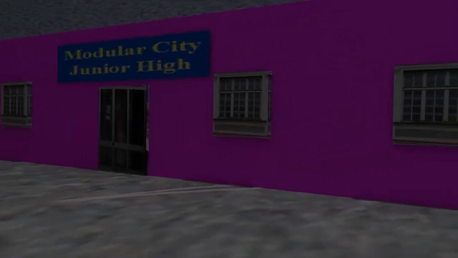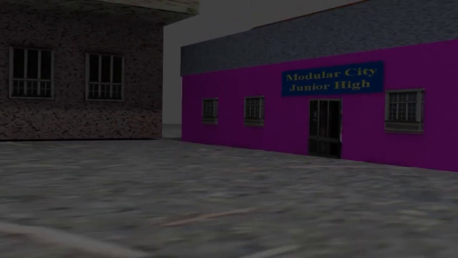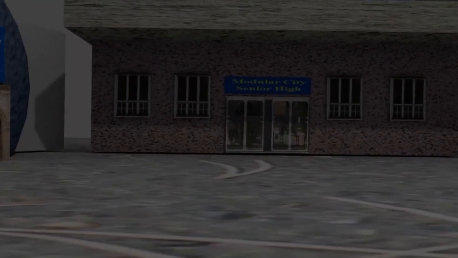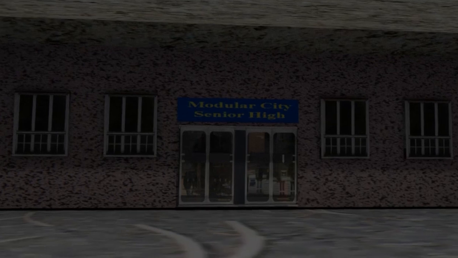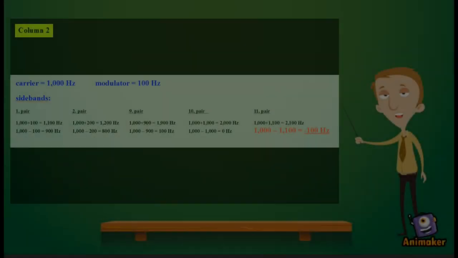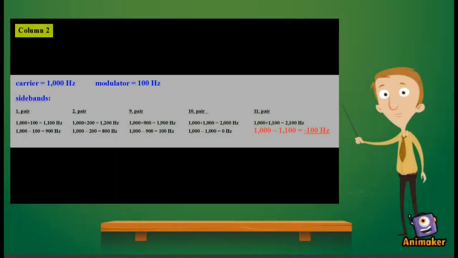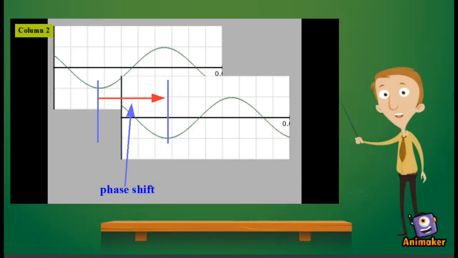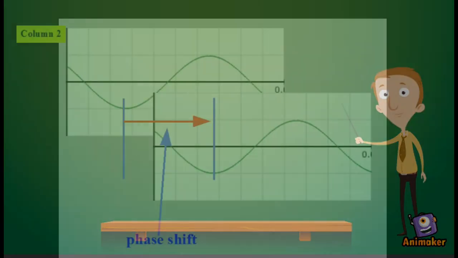Next to the junior high school, there is our senior high school, where you are shown a bit deeper into the matter of modular sound design and music making using modular systems. Negative frequency sounds like nonsense, doesn't it? Well, a negative frequency is a frequency with a phase shift of 180 degrees. With the sine wave, it looks like that.